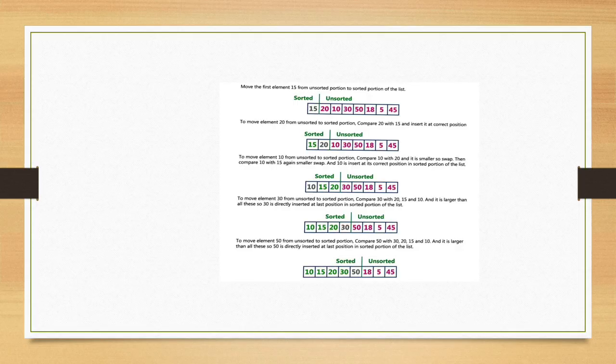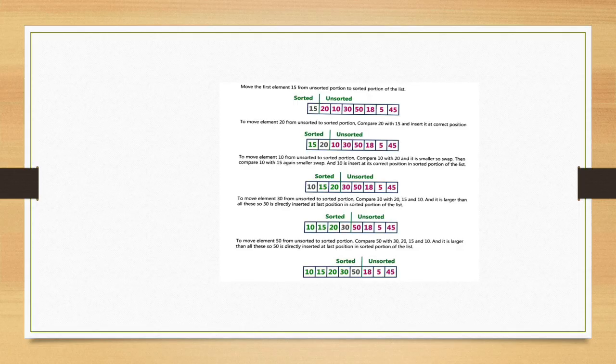To move element 10 from unsorted to sorted portion, compare 10 with its left side element, that is 20. Compared to 10, 20 is greater and 10 is smaller. So swap. Then again compare 10 with its left side element 15. Again 15 is greater than 10. So swap this and insert 10 at its correct position in the sorted portion of the list. Now the sorted portion has 10, 15, 20, and these three elements are sorted.